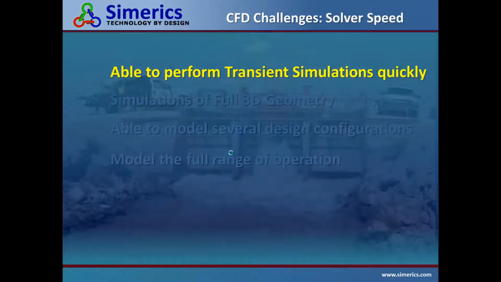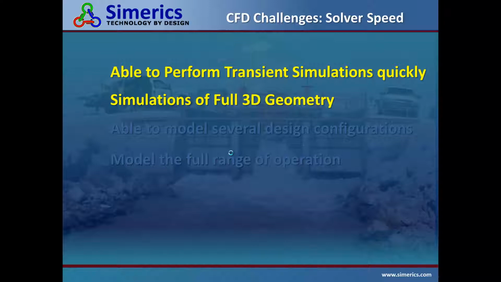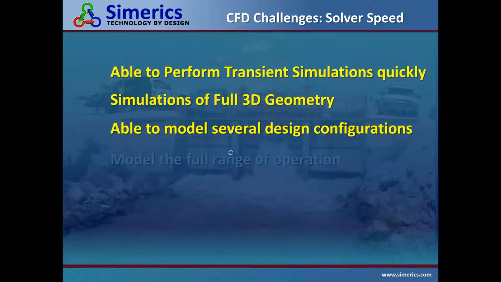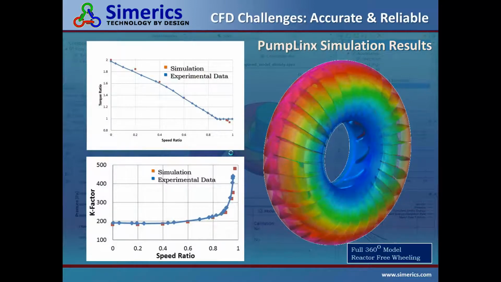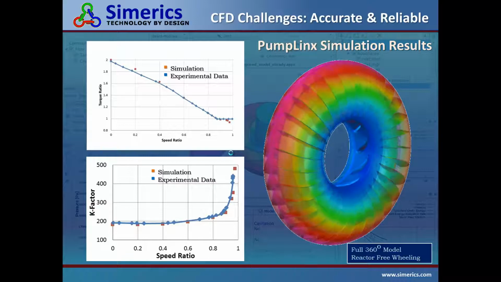The solver must be able to perform transient simulations of full 3D geometries in a reasonable amount of time. Transient simulations are necessary to capture time-dependent physics such as pulsations and vortex shedding. The solver must be fast enough to complete a test matrix which covers the full range of operation for several design configurations. Accuracy and reliability. The software must deliver accurate and reliable results which match experimental data so that dependability is established.